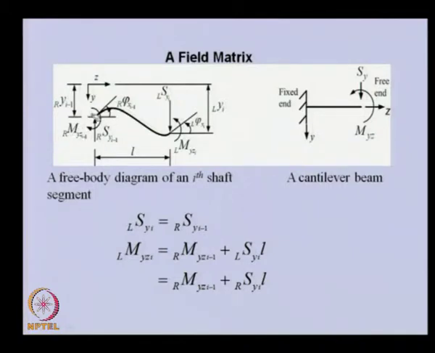So, you can see there are 4 state components: linear displacement, angular displacement, shear force and bending moment. Similarly, on the right side of the I minus 1th disk, toward the left side of the ith disk, because the disk is acting here, we have removed that. So, this is the left part of that particular ith disk.